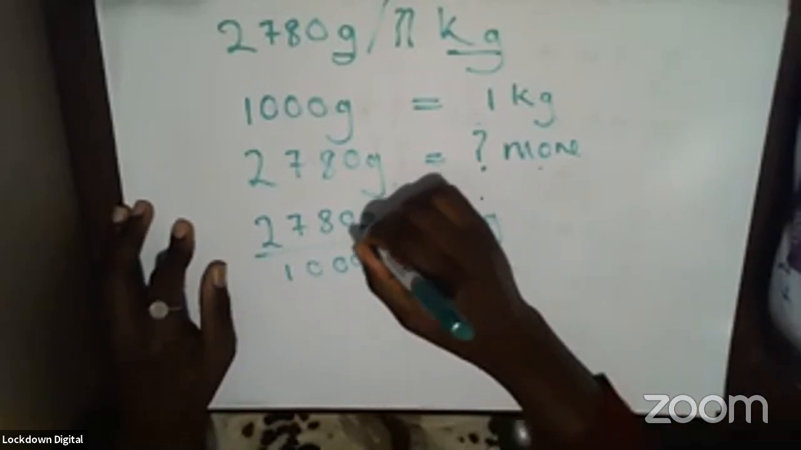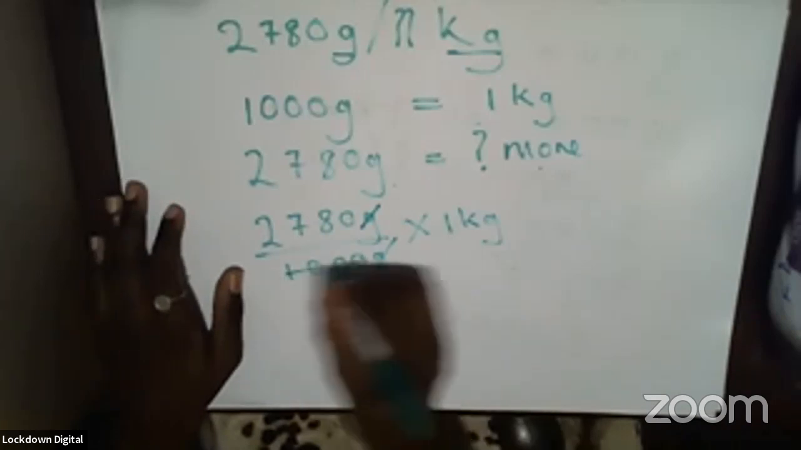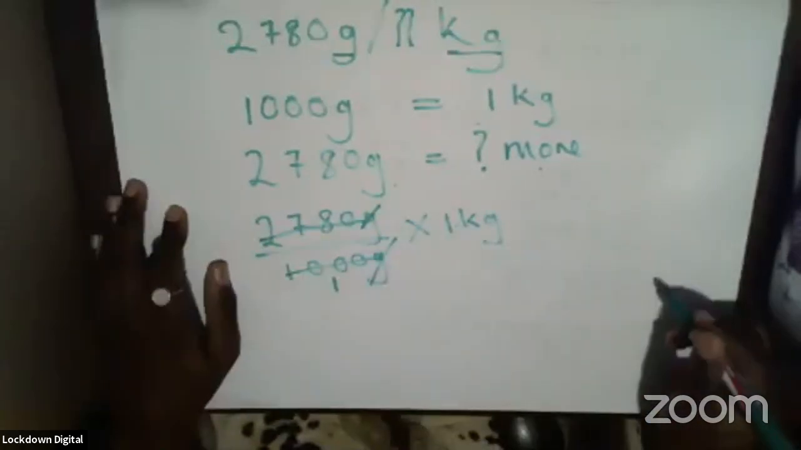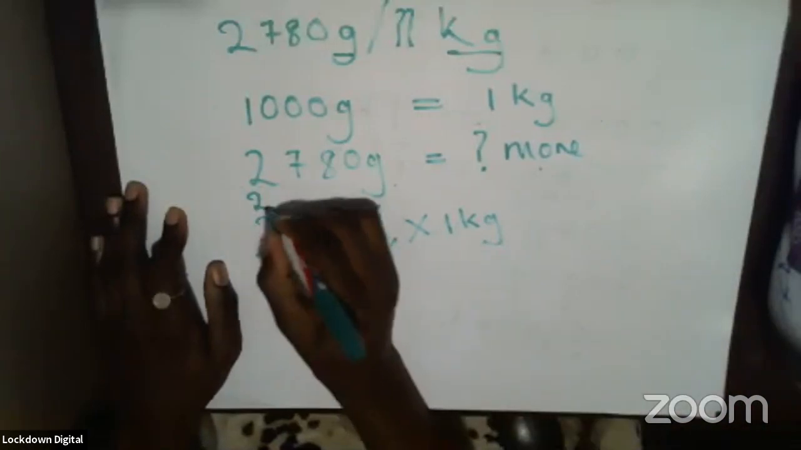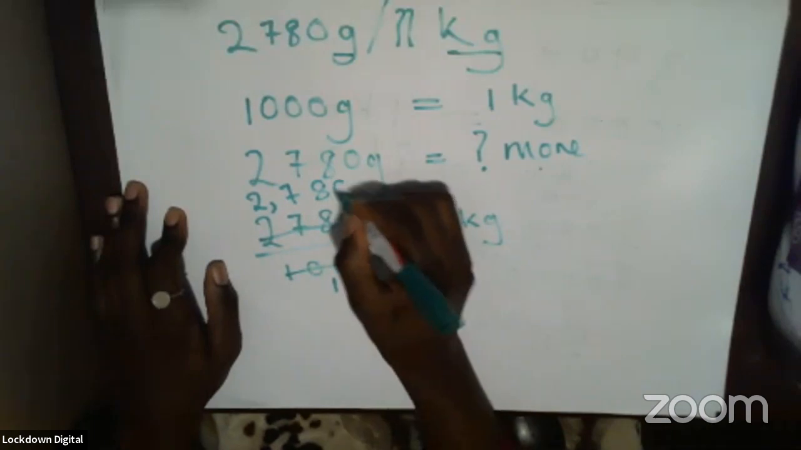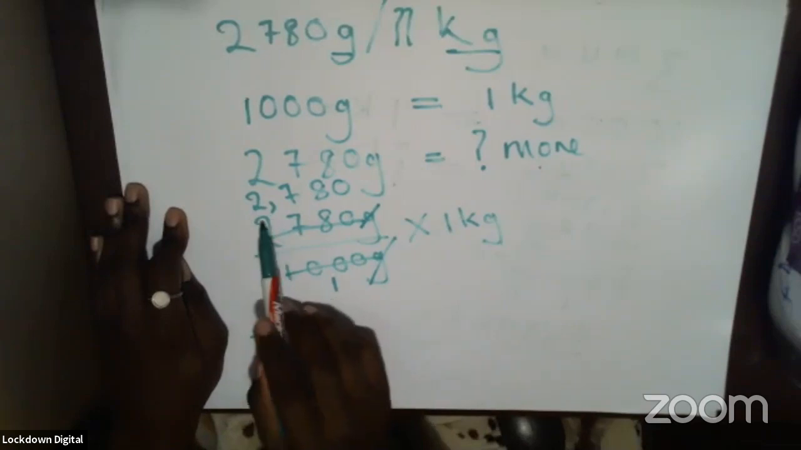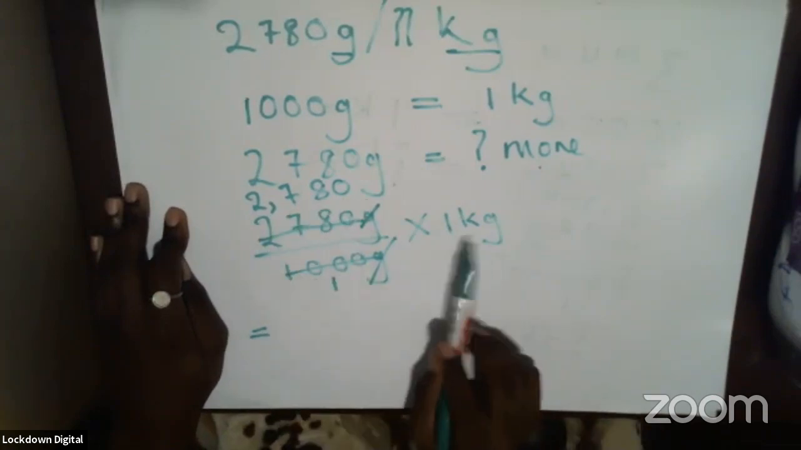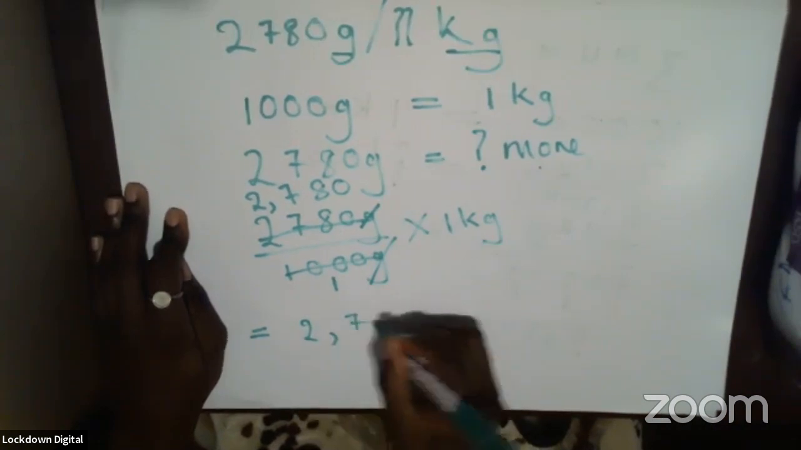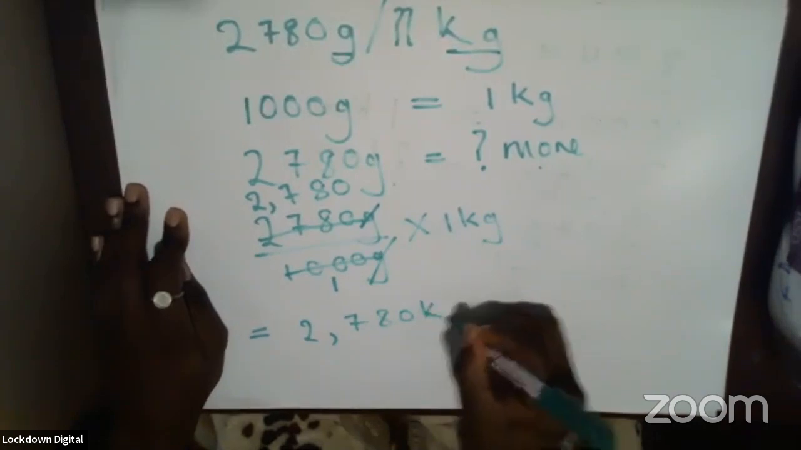Okay, like we did previously, grams and grams, they cancel out. 1,000 into 1,000, we have 1. 1,000 into 2,700, we have 2.78, 0 if you want. Okay, we have 2.780 multiplied by 1 kg. This will give you 2.780 kgs.